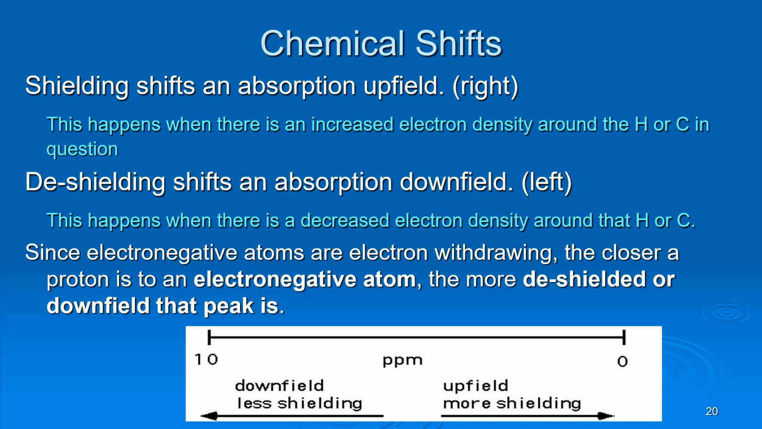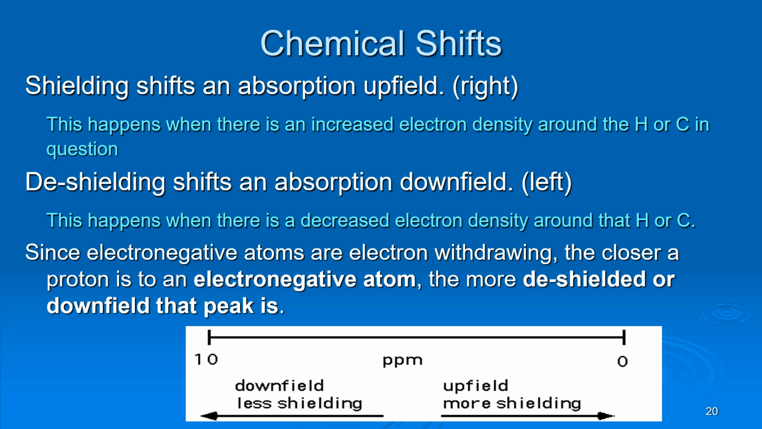Shielding tends to happen, and this is probably the thing you need to know the most, when there's an increased electron density around the hydrogen or carbon. So things that tend to donate electrons, which we'll talk more about in a minute, tend to be more shielding, and so those nuclei tend to be further to the right.